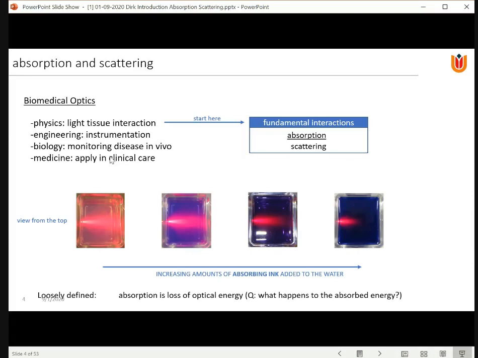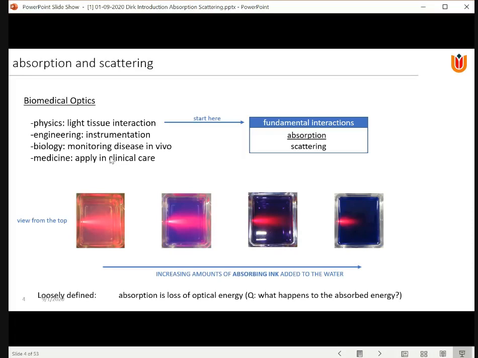And now, if we go from left to right, there is not only this scattering material, but there is an increased amount of absorber in that cuvette.